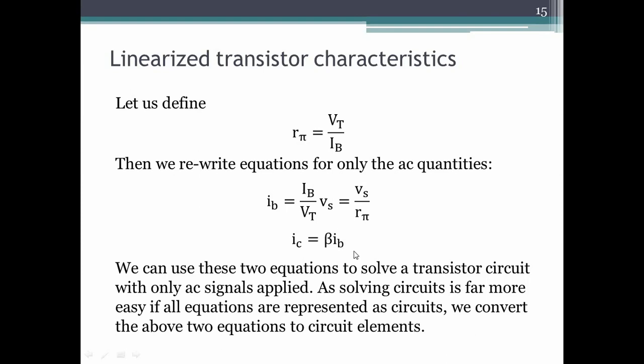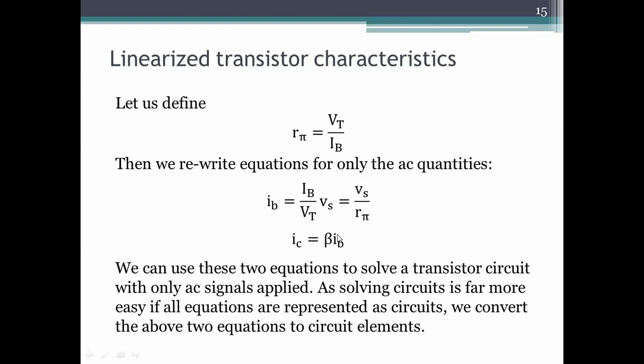This of course is always valid as long as the transistor is in the active region. By the way, we are assuming throughout this analysis that the transistor is in the active region. So now we have a linearized relationship between the current and the voltage for small signals, and we can use this relationship to solve the AC circuit. But in solving circuits, it is always easier if we convert equations to circuit elements, because once we do that, all we have to deal with are circuits and not worry about element equations.